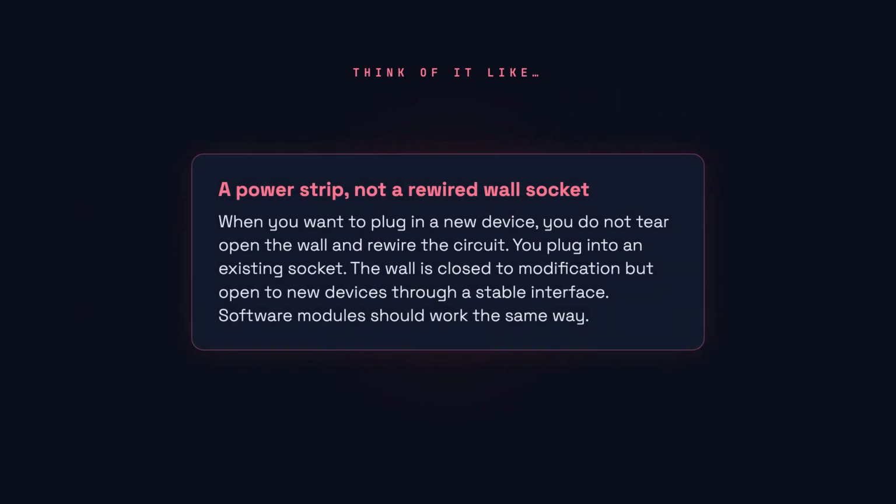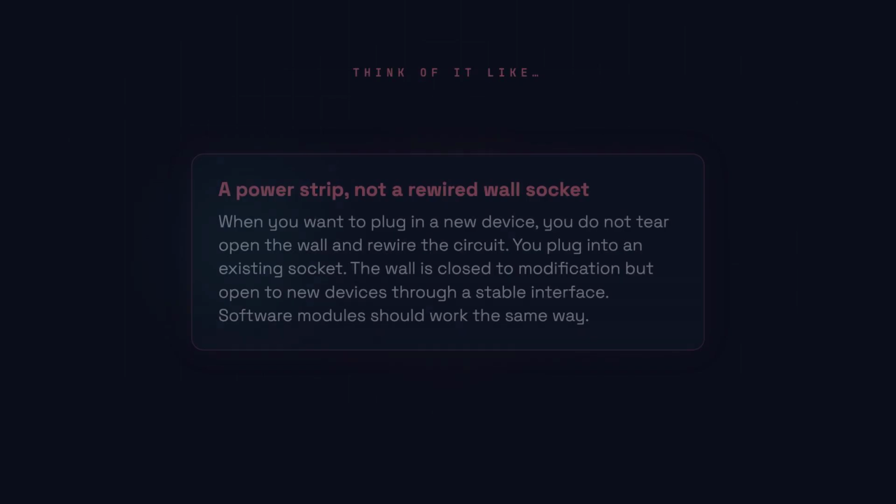Think about a wall power socket. The electrical system behind the wall is tested, certified, and closed. You never rewire it just to add a new appliance. Instead, the socket provides a stable interface, and any conforming plug can connect to it. Your code should work the same way. Existing tested modules stay untouched, and new behavior plugs in through a well-defined interface rather than by cracking open the wall.